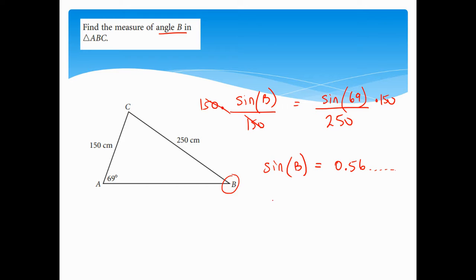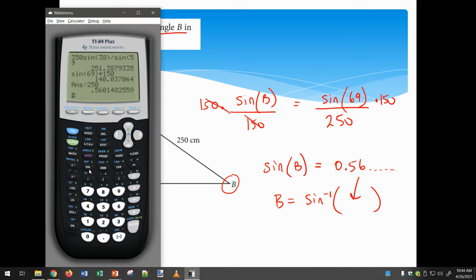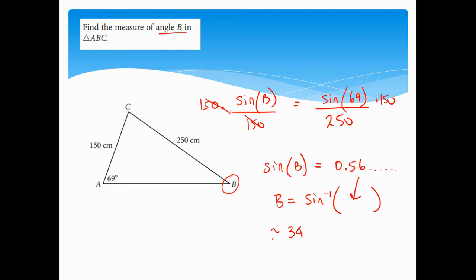So now to solve for B, I need the sine inverse of this whole number. So I want to say second sine inverse, and now do second answer to be more accurate. So I get 34.06. I could say it's about 34 degrees. Okay, and then of course I could find this angle as well just by subtracting. You could add these together and subtract from 180 if you were asked to find that other angle too.